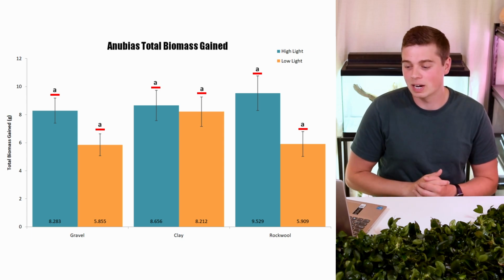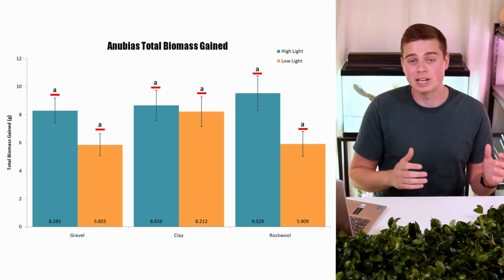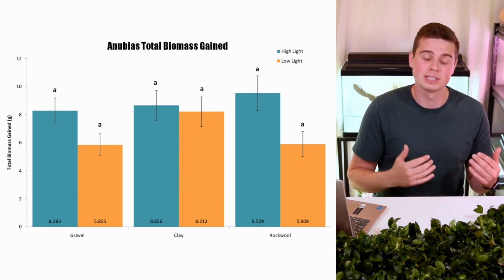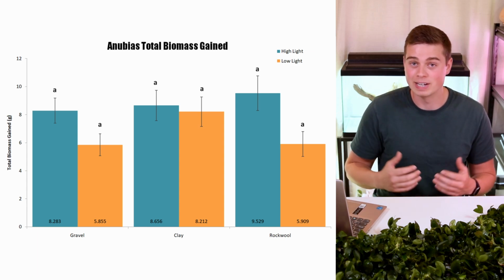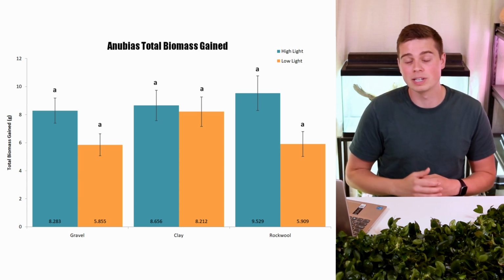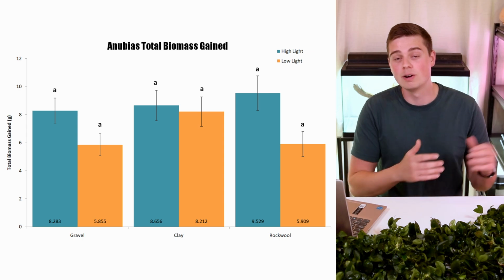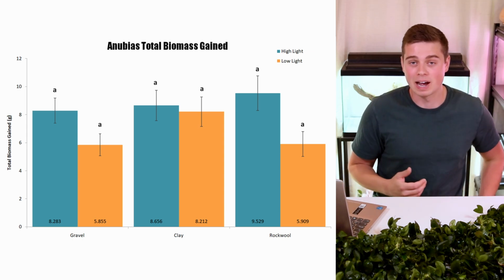So when you're looking at these kind of charts, if the letters are the same, then that means those differences are not statistically different. If we were to have a different letter above one of these bars, it would mean that it is statistically different from any other bar that doesn't have that same letter.